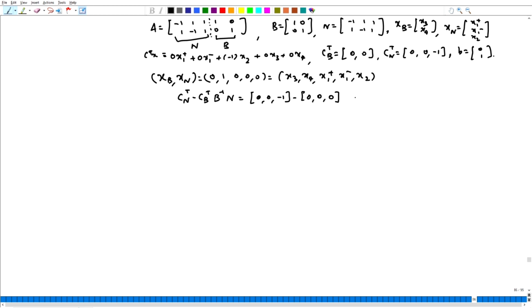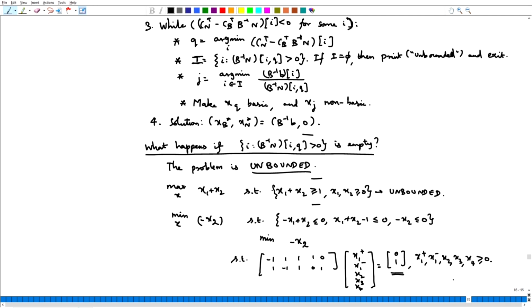Or I will write it if you want: 0 0 into I inverse is I, so I will just leave it, N is this, minus 1 1 1, minus 1 1 1. So, that is 0 0 minus 1, minus 0 0 0, which is 0 0 minus 1. Okay. So, this is certainly not all positive, right. So, you have one negative entry. So, the loop is not complete as yet. There is some i for which it is less than 0.